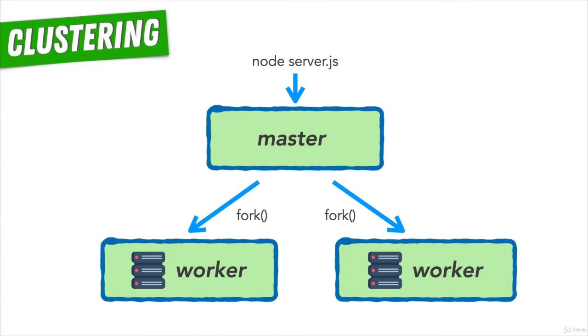Welcome back. We've talked about the theory, but how do we use the cluster module? How can we apply clustering to our Node servers to improve performance? Let's go back to our performance example code and create two forks of our server which can each handle requests concurrently, side by side.